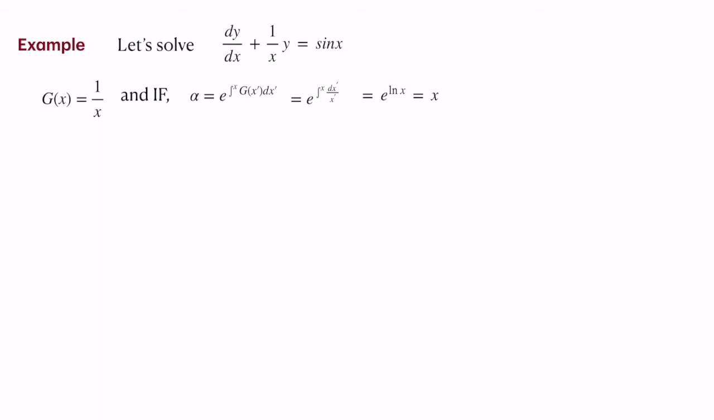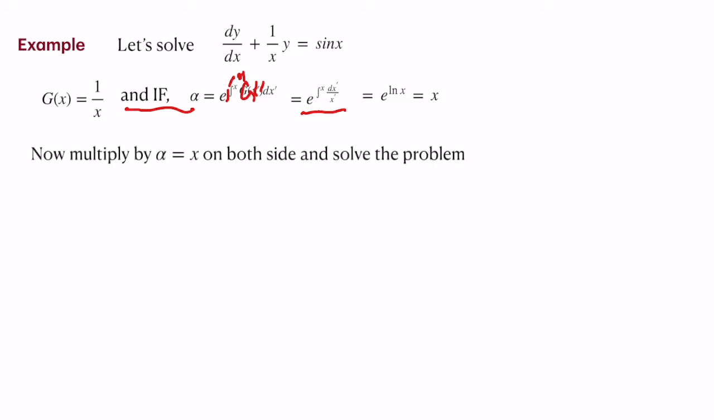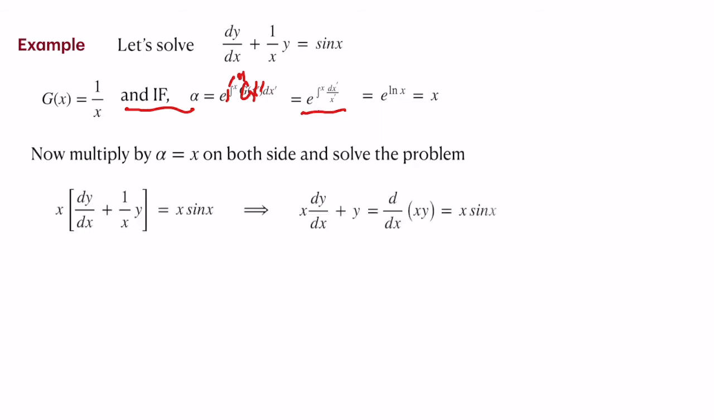We see that here g of x is equal to 1 by x, and the integrating factor can be determined. Alpha is equal to e to the power integral g(x) dx, that is e to the power integral of 1 by x, that is e to the power log x, and that simply becomes x. So in this case x is the integrating factor. Now we can take alpha to be x and then solve the problem.